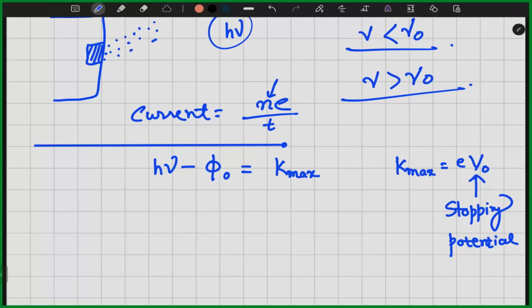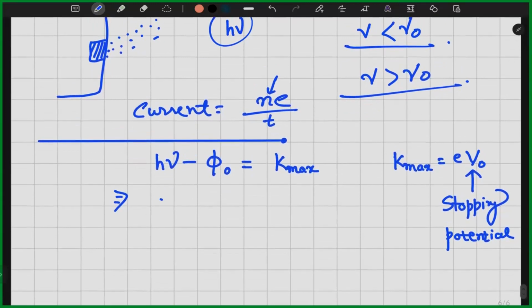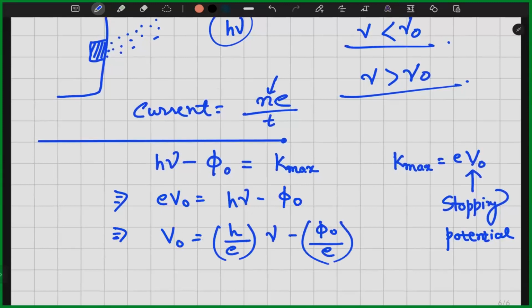So now this is the highest kinetic energy. So it requires the stopping potential to be stopped. Stopping potential, then only it will not flow. That means it escapes with the highest kinetic energy, but due to the stopping potential, it is not able to reach plate A, and the photoelectric current will be 0. Okay, so from here we can write that Kmax is eV0. So in that way you can write eV0 is equal to h nu minus phi naught.